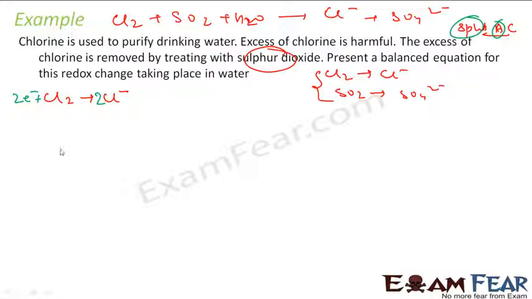Let's take the second one. Second one I have SO2 gives SO4 2-. Let's balance this.